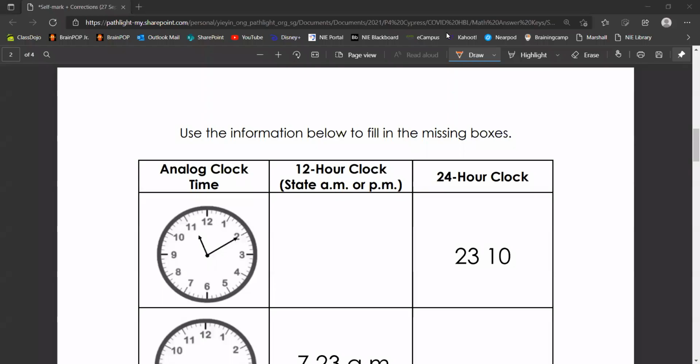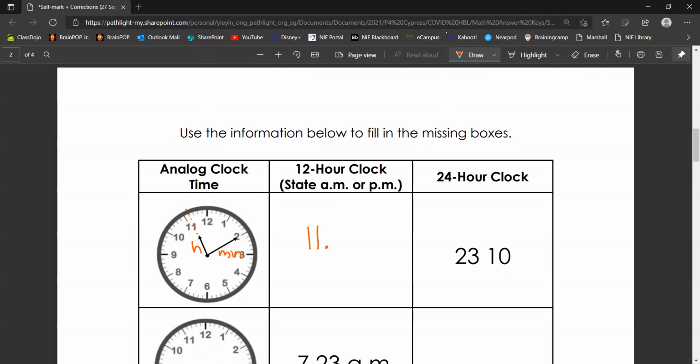Use the information below to fill in the missing boxes. Let us take a look at the analog clock on the left. The shorter hand is our hour hand, while the longer hand is the minute hand. So our hand is between 11 and 12. So that would be 11 hours and how many minutes?